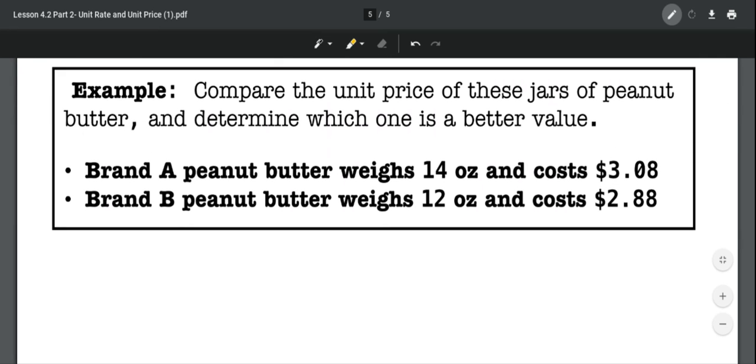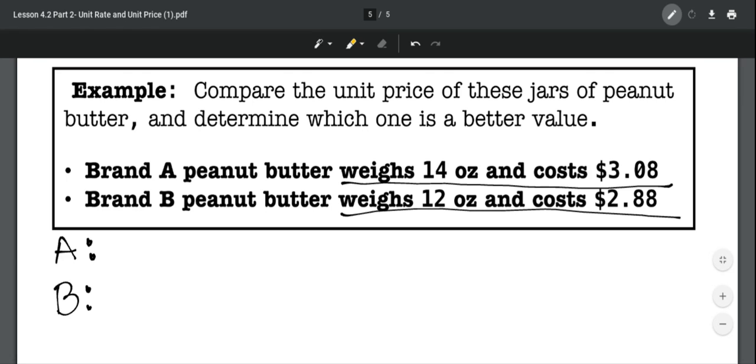Let's explore this problem. Compare the unit price of these jars of peanut butter and determine which one is a better value. Well, when thinking about a better value, the better value is whichever is cheaper or less in price. So if we compare the price of brand A to brand B, let's see how much it costs per ounce. They give us the cost with 14 ounces for brand A and 12 ounces for brand B. Therefore, let's find each unit price and compare.